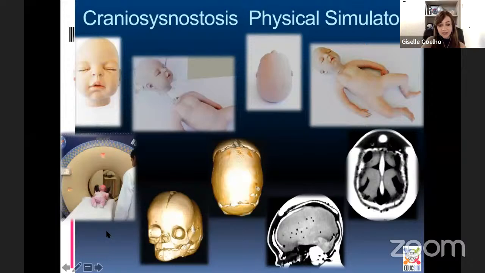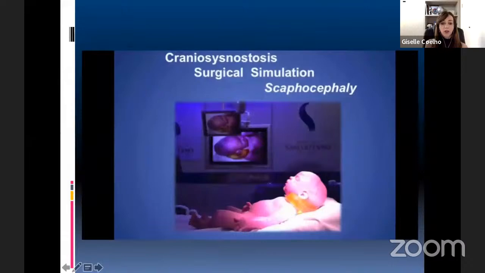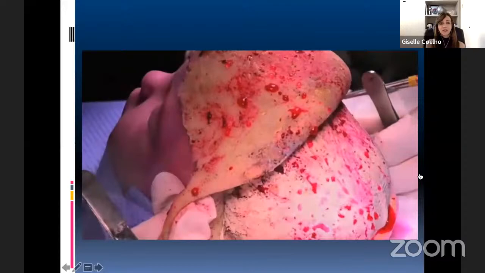And here we have this image. We have the superior sagittal sinus with a kind of blood solution, and it's possible to make it bleed if some damage occurs. After the virtual simulation, the trainee will be able to train in the physical simulator.